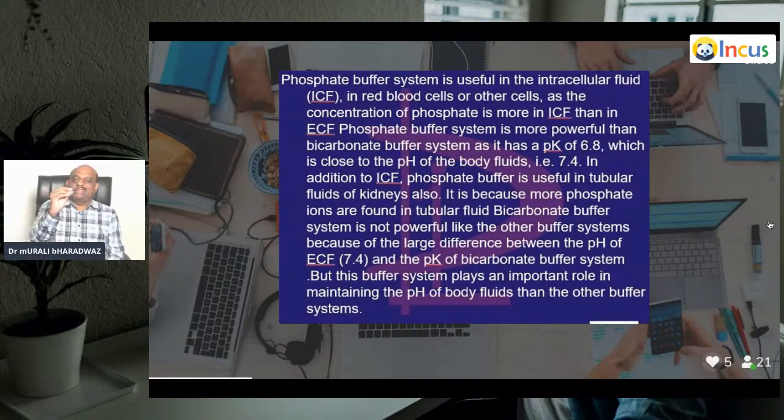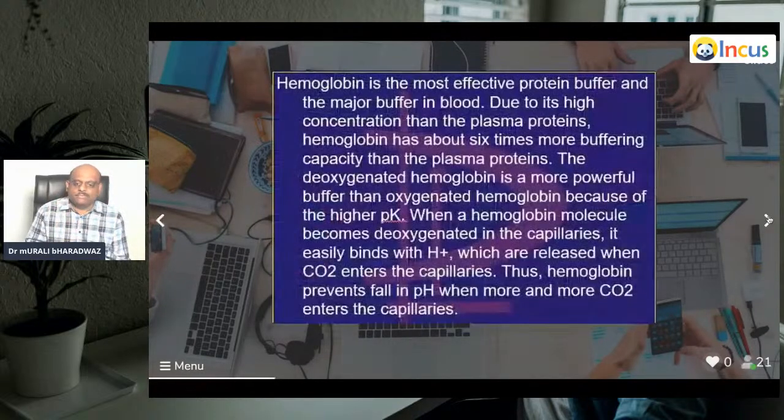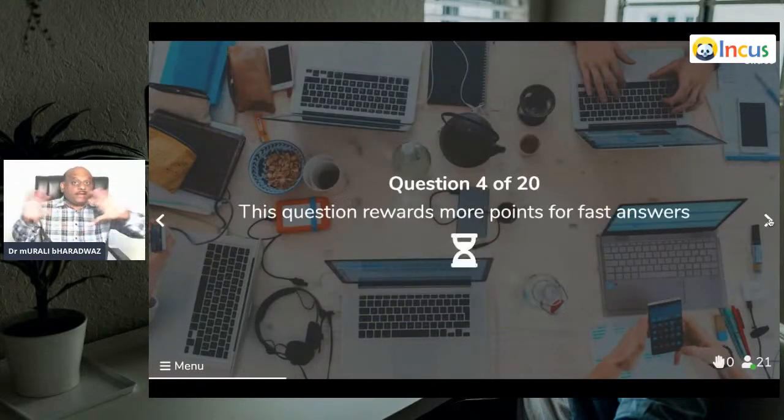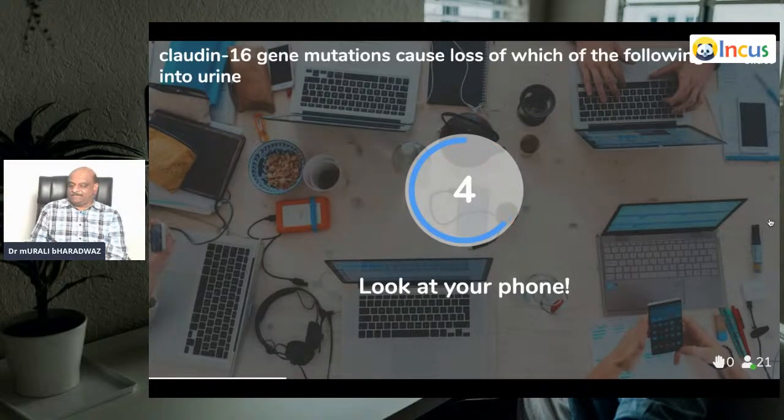So, doctor, the phosphate buffer system, what is the pK value? The pK value is 6.8. It is very close to the pH of the body fluids, which is 7.4. Another thing is phosphate buffer is also used in the tubular fluids in order to buffer the acidity. That's a point you need to understand. We discussed this in great detail in the onlinembbs.com video library, Physiology.